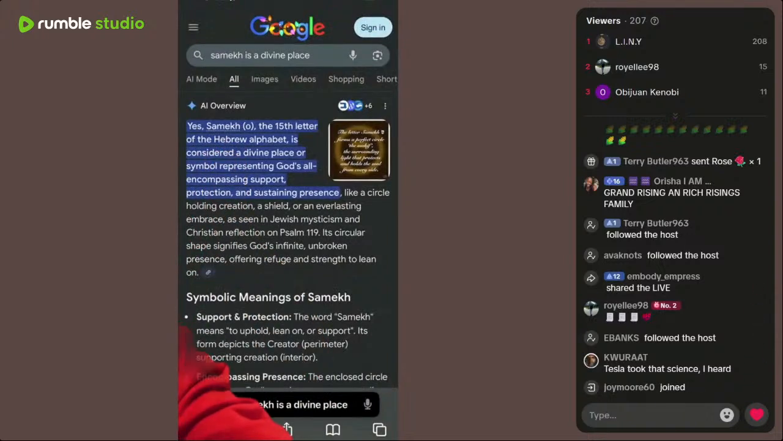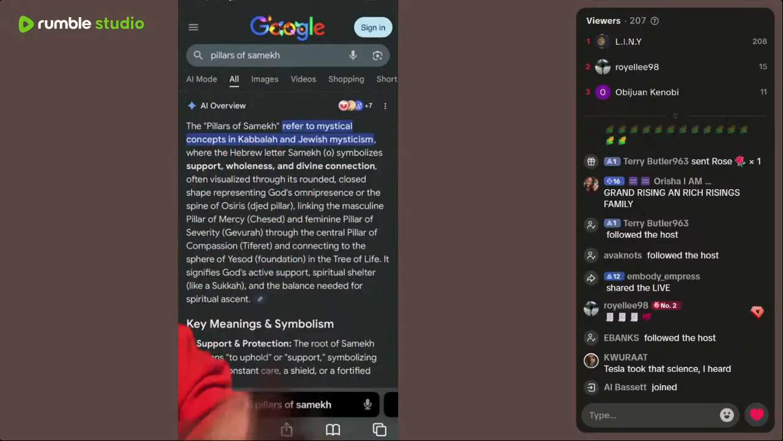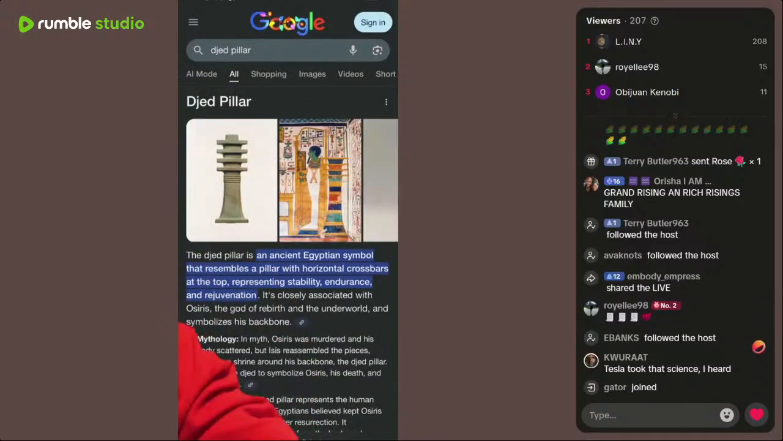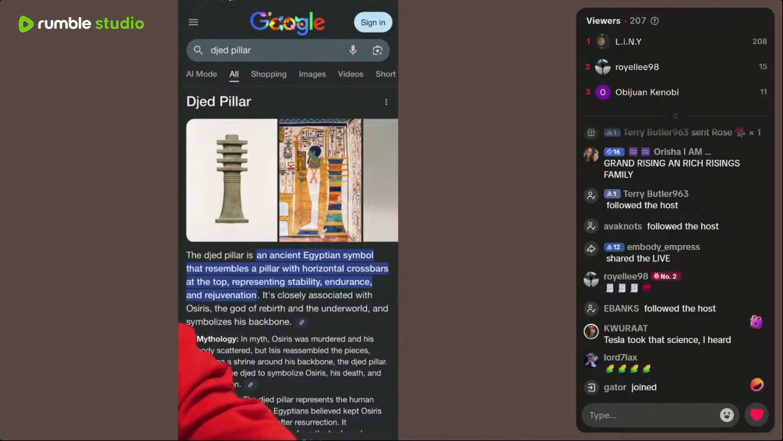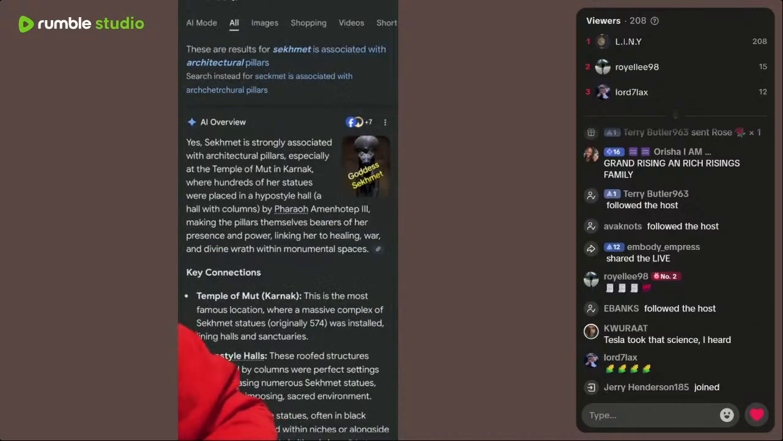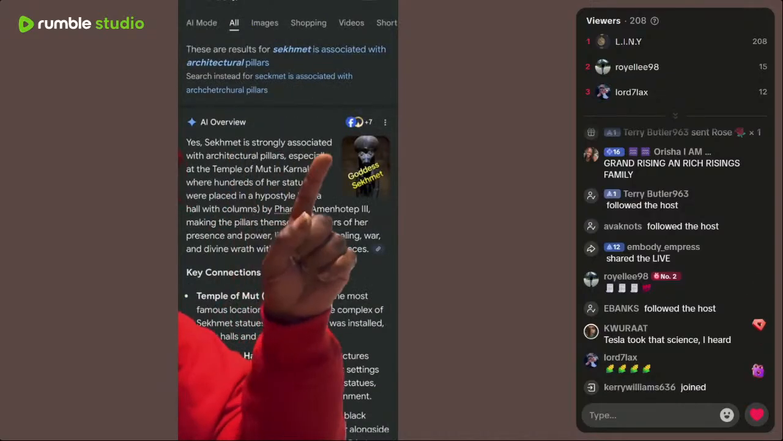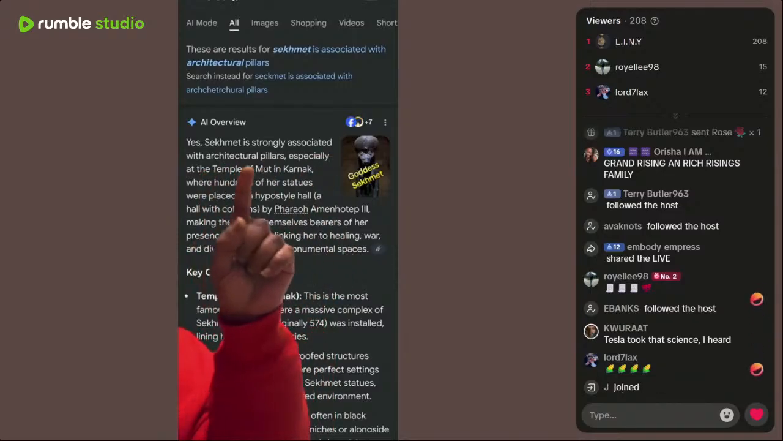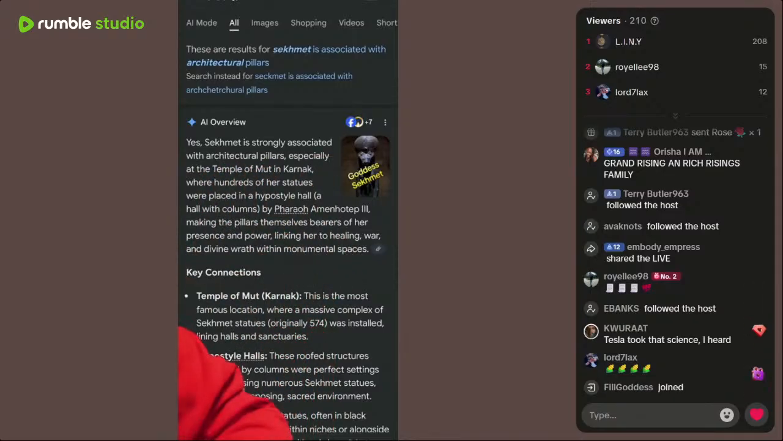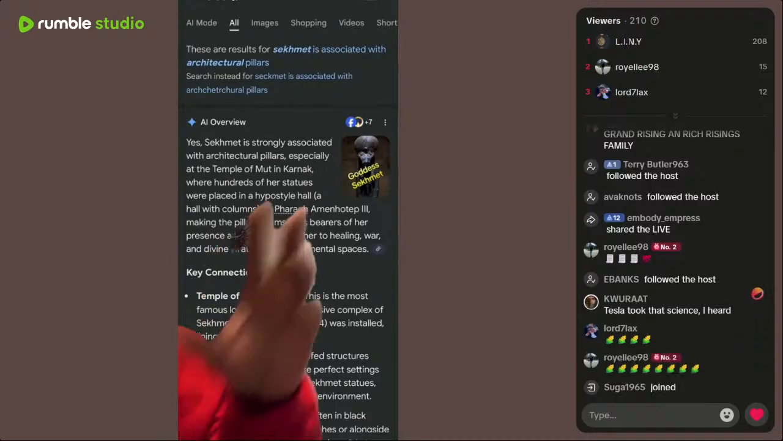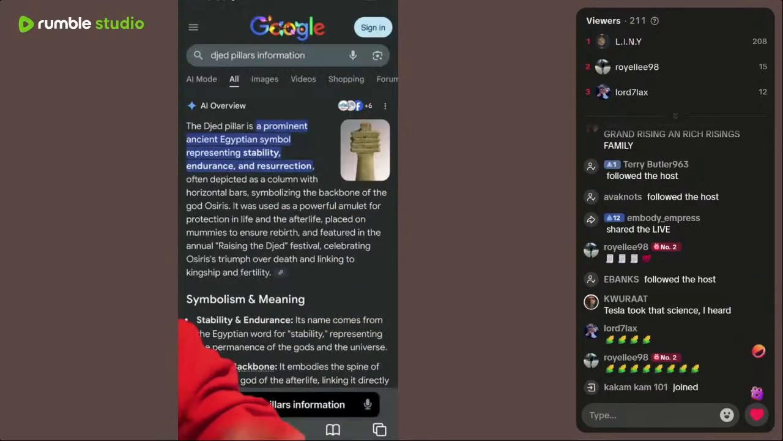Became the pillars, the G pillars. The pillars of Semek became the G pillars. Let's keep going. Roll the coin. Semek is strongly associated with architectural pillars.